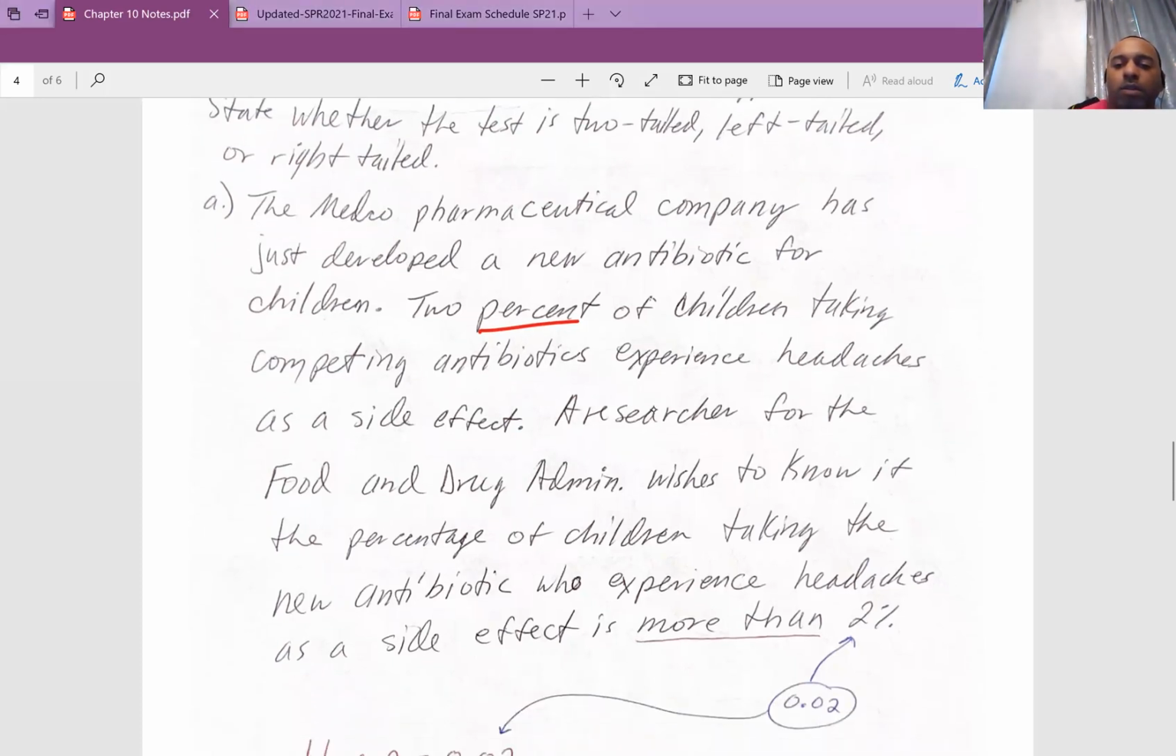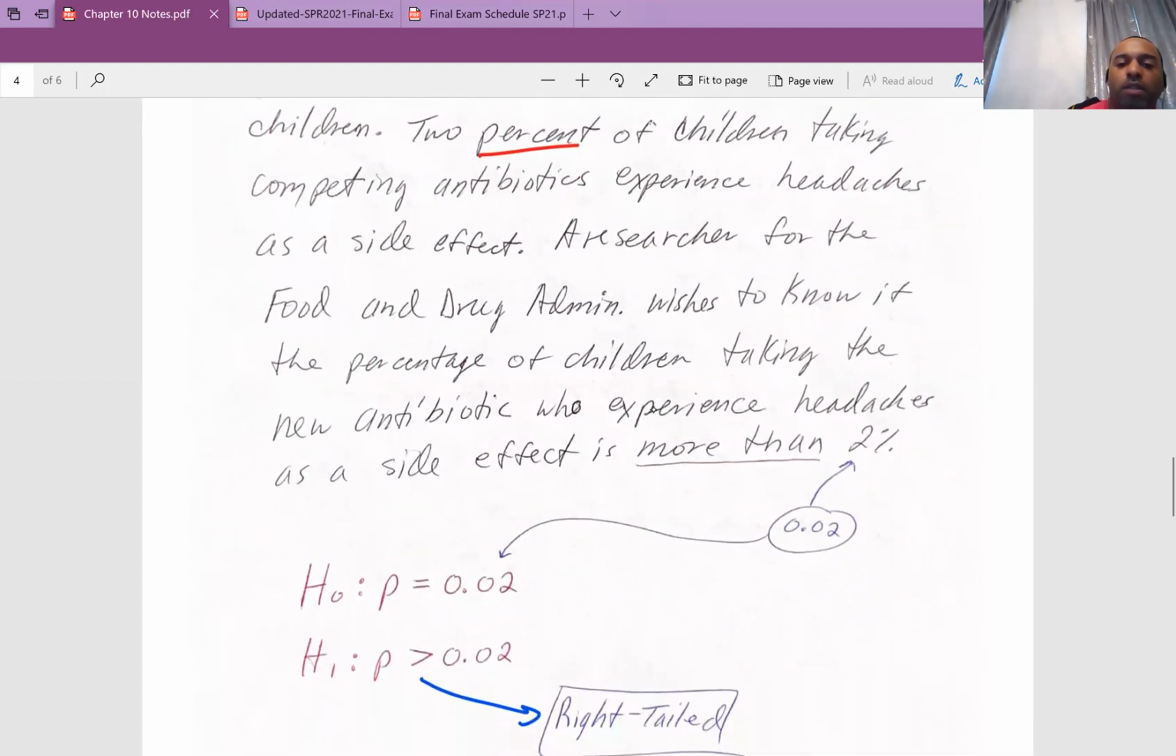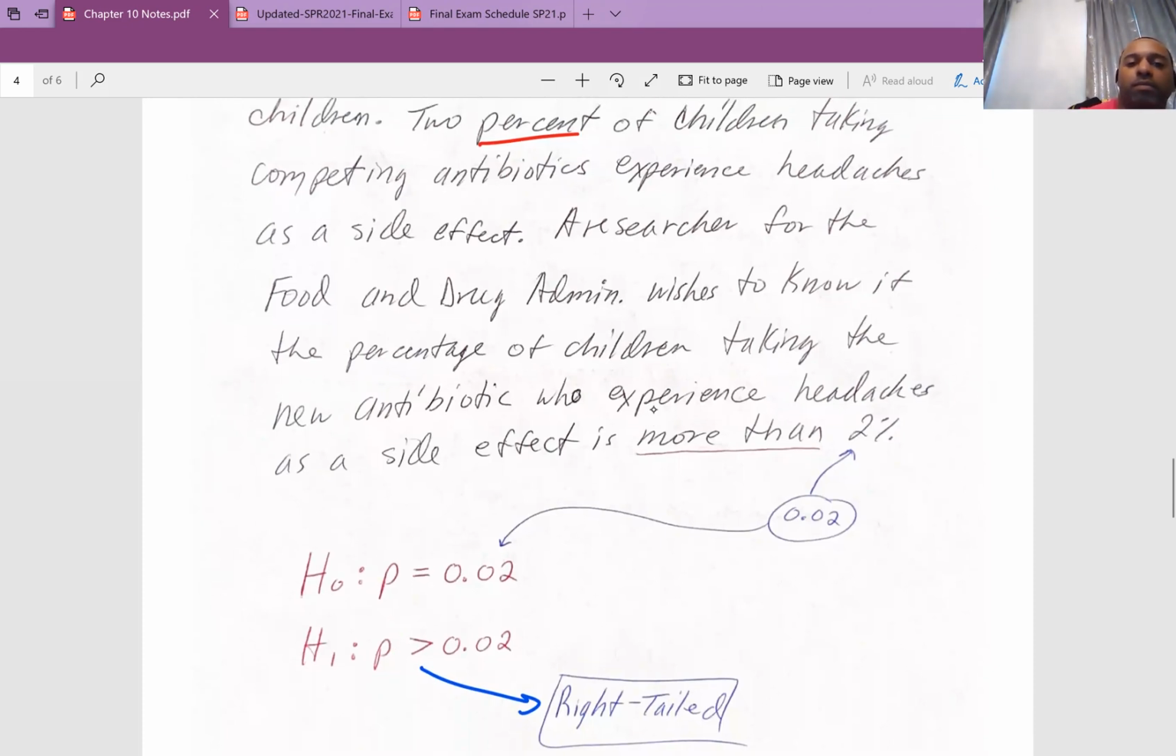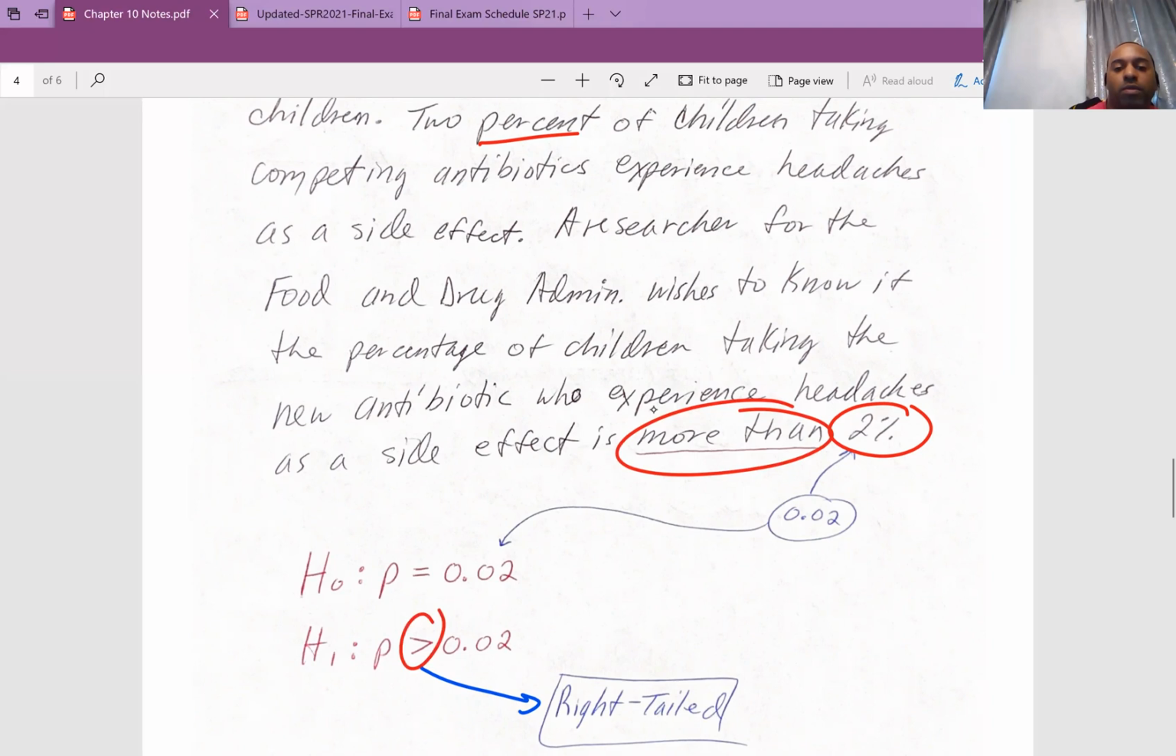All right, so this is how we'll set this up. So we will use P as our parameter because of the percent. And this 2% as a decimal is 0.02, and that's what we're using here. Once again, your null hypothesis is always going to be equal. And the researcher wants to know if the side effect is more than 0.02 or more than 2%, and that more than is this greater than symbol. So more than 2% is this statement right here. And that's how you would set it up. And of course, it's right-tailed because it's more than.